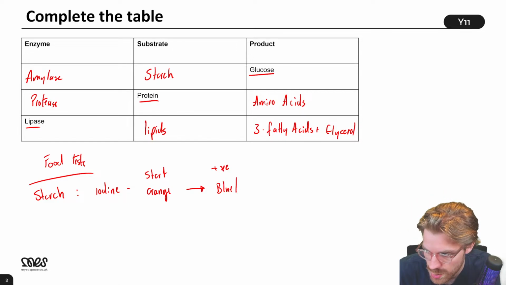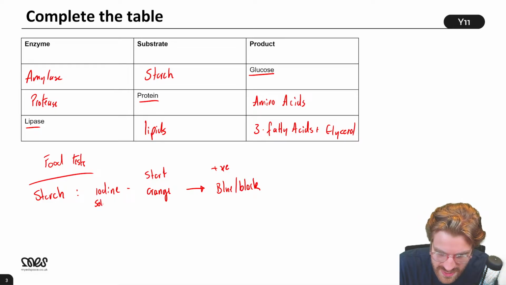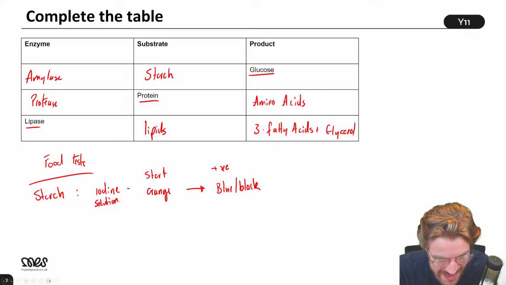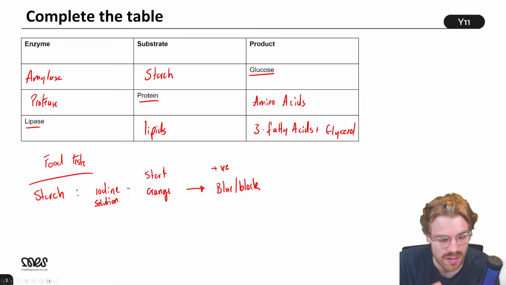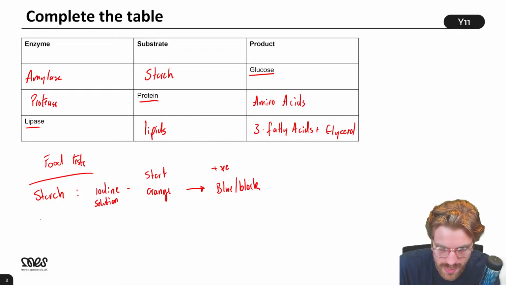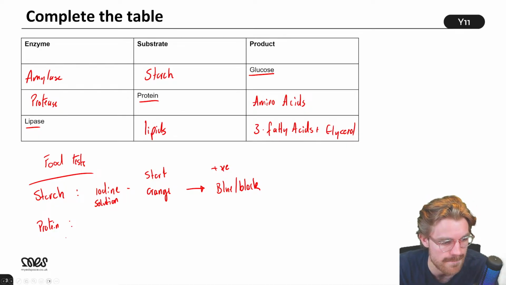Very good. Blue/black colour. Now, sometimes it might be necessary to say iodine solution. I think the Edexcel exam board, you have to be specific and say iodine solution. But iodine will usually just get you the mark. All right, let's go protein now. Let's talk about protein. What is our reagent to test for protein?